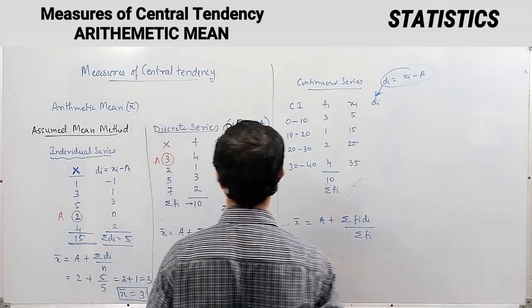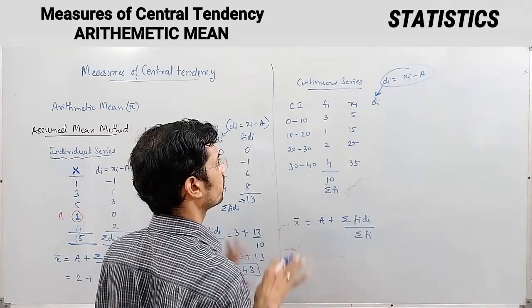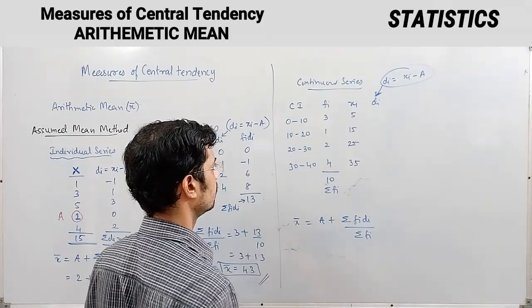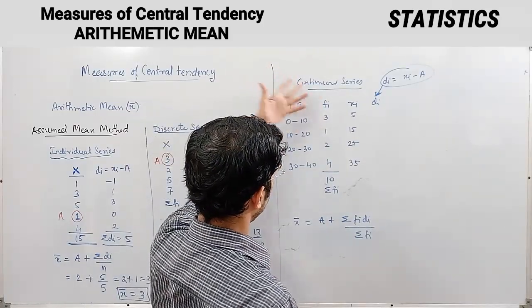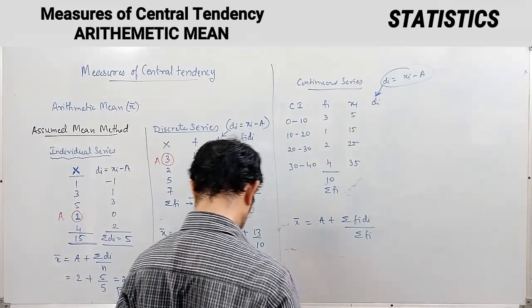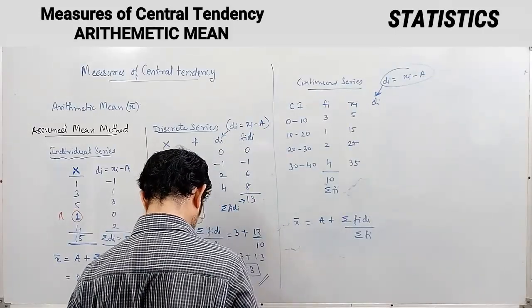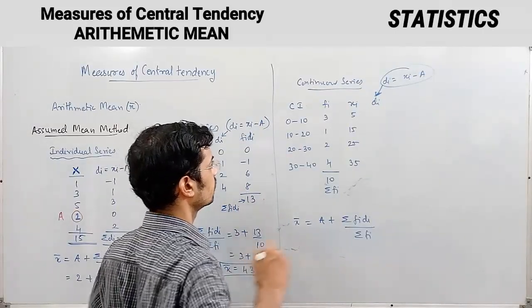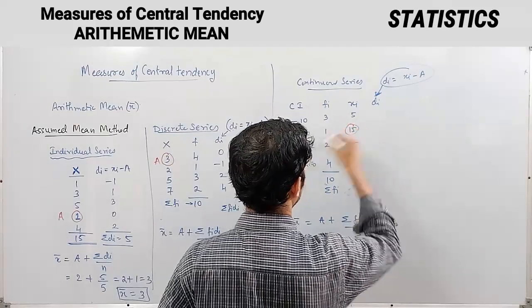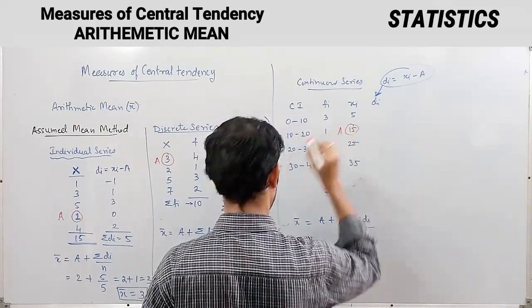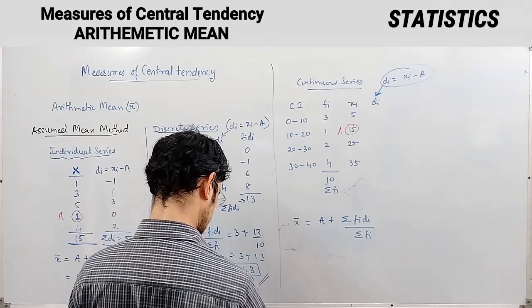How to find out di, xi minus a? For that purpose we need to assume the values. Let me assume any one of the values as the assumed mean. Which one should I assume? Let me assume 15 as the assumed mean. Let me take 15 as a.